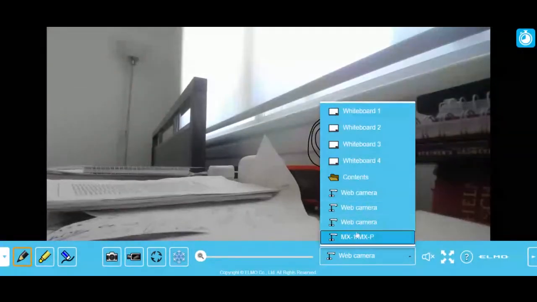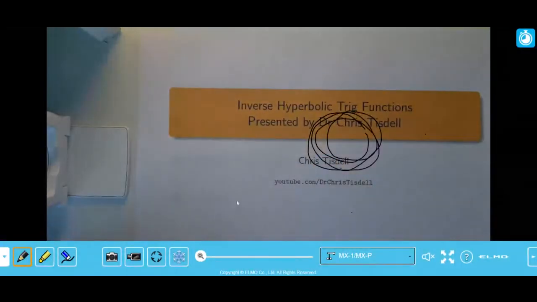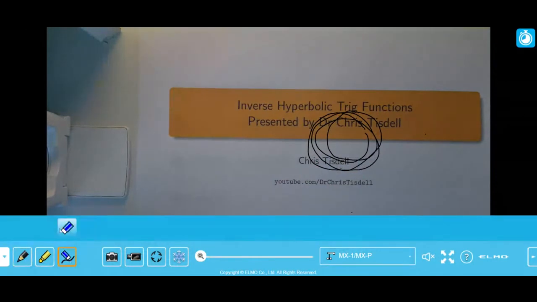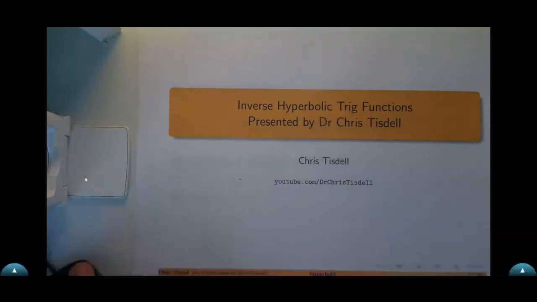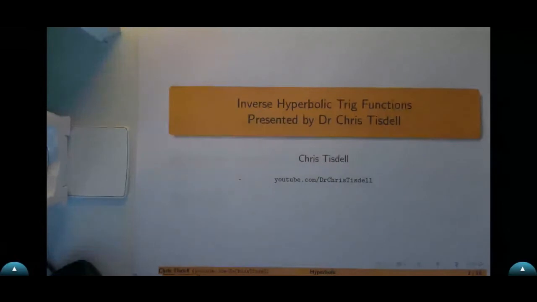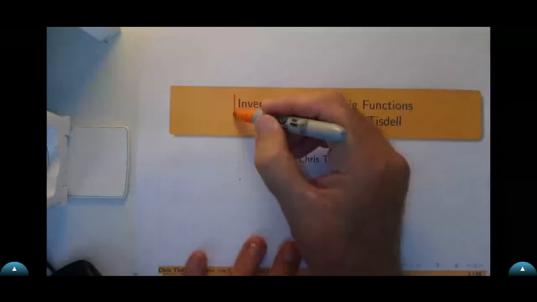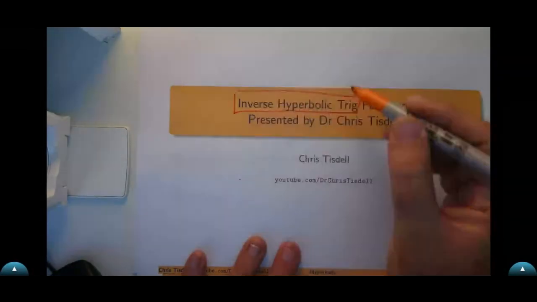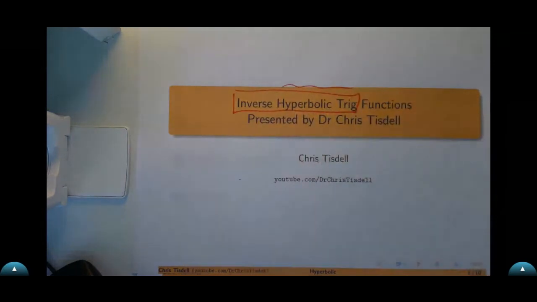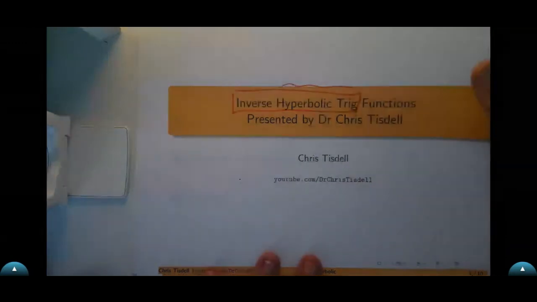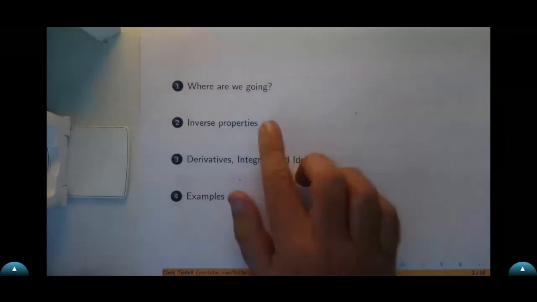Okay. So let me share my document camera. Oops. And yeah, inverse hyperbolic trig functions. Last time we talked about hyperbolic sine, hyperbolic cos, hyperbolic tan. Now, what about their inverses? That's what we're going to talk about, and we're going to look at the calculus associated with them.